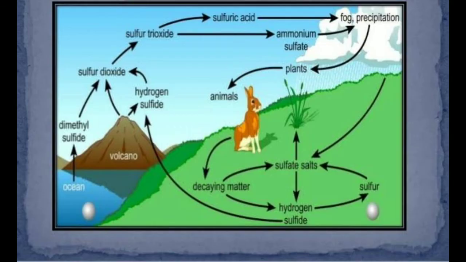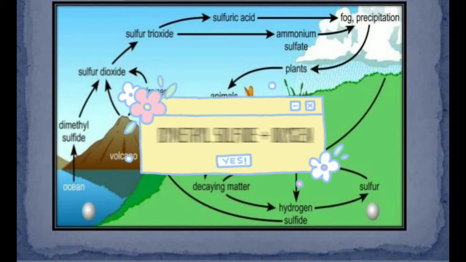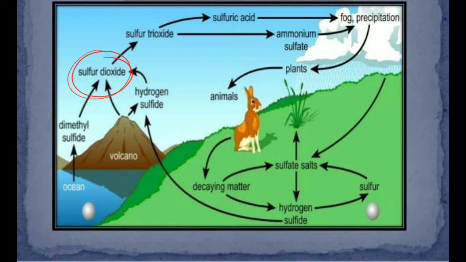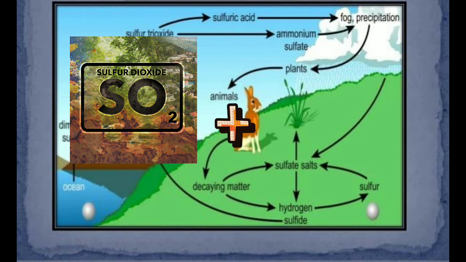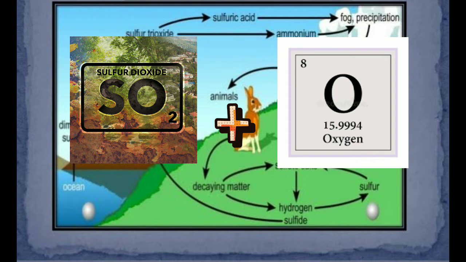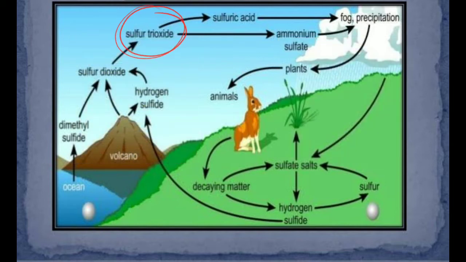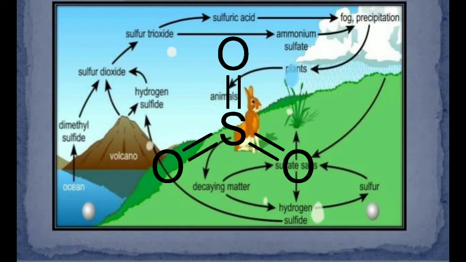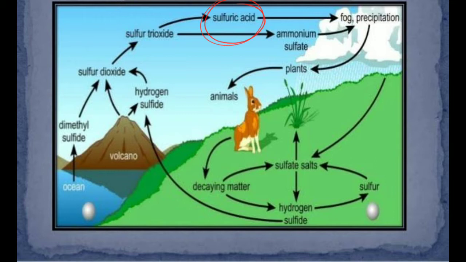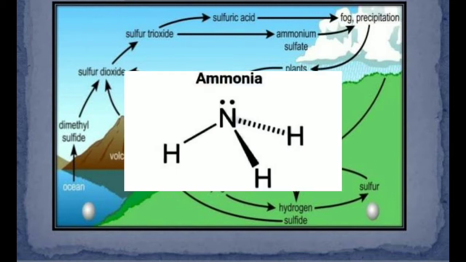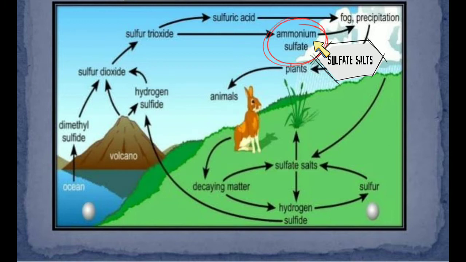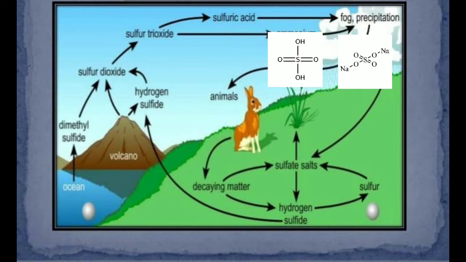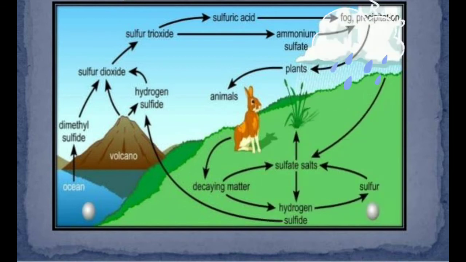atmosphere. Other than that, certain marine algae produce dimethyl sulfide, a volatile compound that enters the atmosphere as tiny droplets. If this dimethyl sulfide reacts with oxygen, it produces sulfur dioxide. Now, if sulfur dioxide also meets oxygen and reacts with it, it becomes sulfur trioxide. If sulfur trioxide reacts with water, it becomes sulfuric acid. And if sulfur trioxide reacts with ammonia, it becomes sulfate salts. Sulfuric acid and sulfate salts now fall back to the earth by precipitation, just like rainfall.